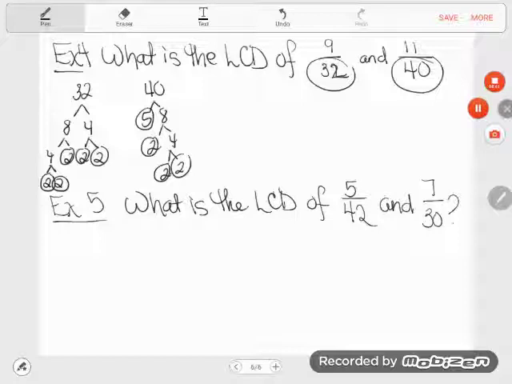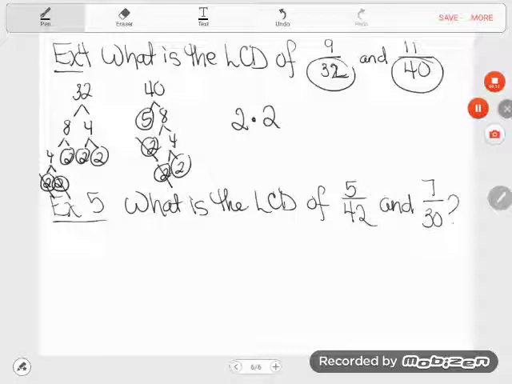Now remember, we're going to build an LCD out of all the factors that are there, not just the shared one. That's a different method. All the factors that I see, but I don't have to double up if it's shared. And let me show you what I mean. They share a 2. I only need one 2. They both have that 2. Again, they share another 2. I'll put another 2 for that shared 2.